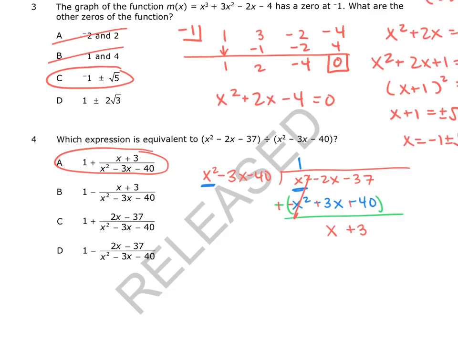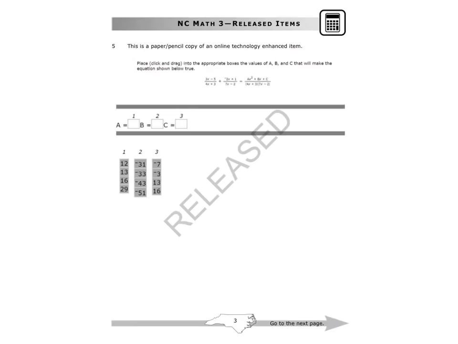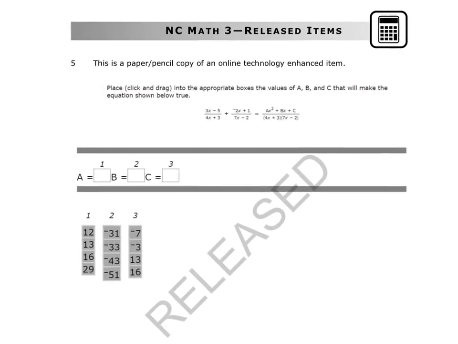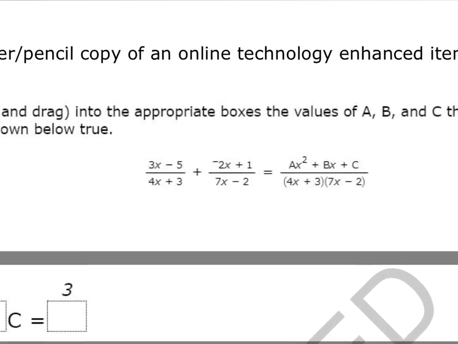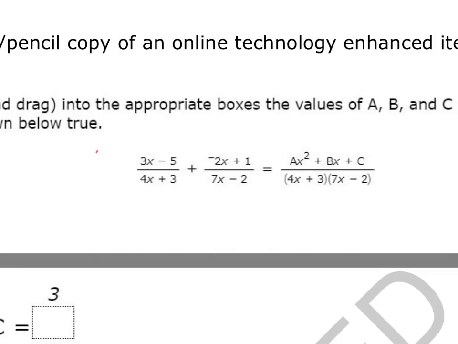I'll show you another way to do that one in Desmos as well. All right, this one. For this one, first thing we want to do is get a common denominator. So that means on the first one, I want to multiply this one by 7x minus 2 on top and bottom. And I want to multiply this one by 4x plus 3 on top and bottom. And notice that this one over here has already got that denominator.